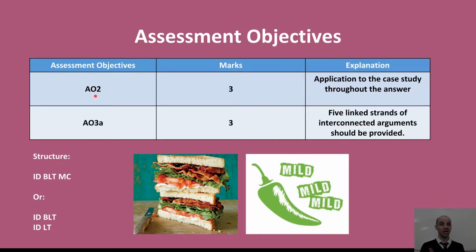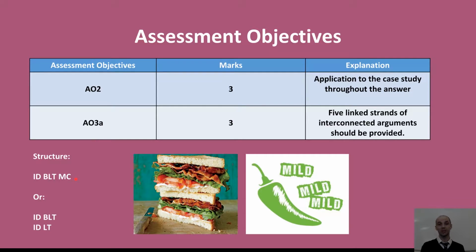Now, just as a general guide, therefore, you should be looking at generating 3 distinct points of application in your answer. Now, further to that, you can see that we've then got AO3A, which is that analysis that's required to show deep level understanding within the context of the case study.